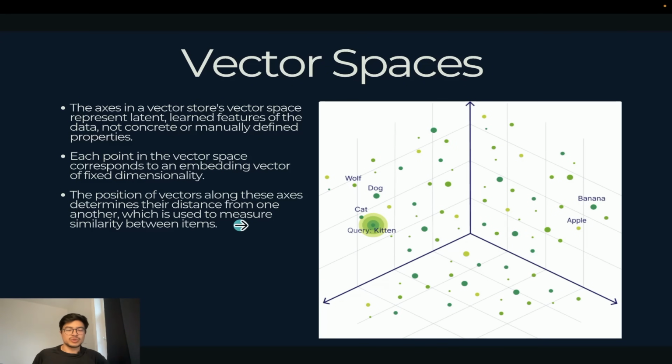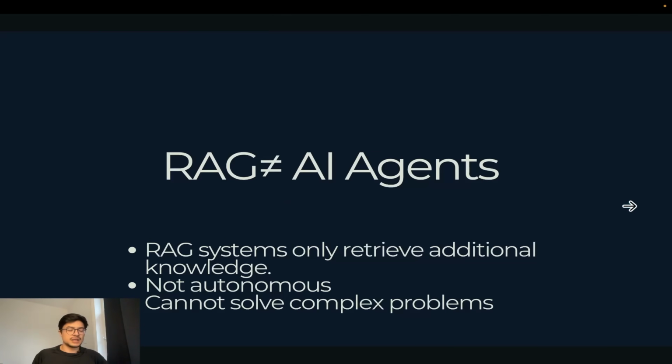And yeah, you can read this, but I think I've explained it, right? And the point that I wanted to make with this is that RAG does not equal AI agents, okay? RAG systems are designed to only enhance the language model with additional knowledge, right? But they're not autonomous, right? They don't solve complex problems. The goal of a RAG system is to retrieve additional information from a database, all right? And enhance the language model's knowledge.